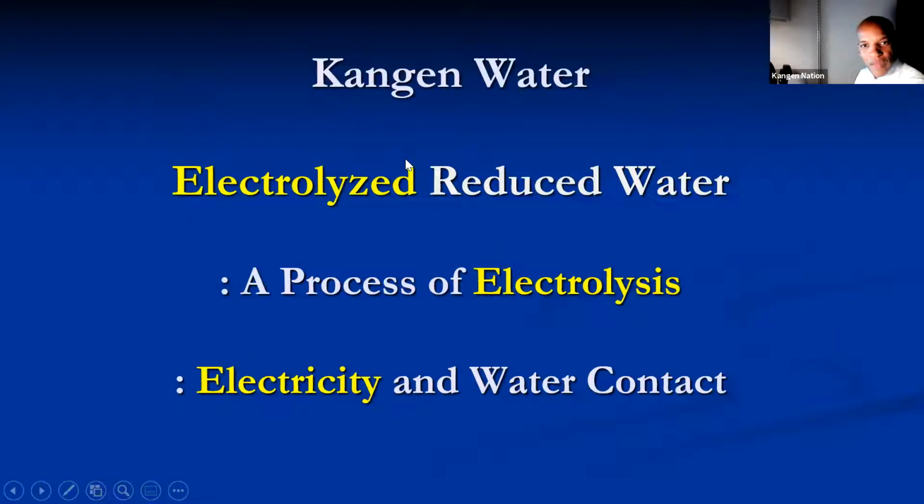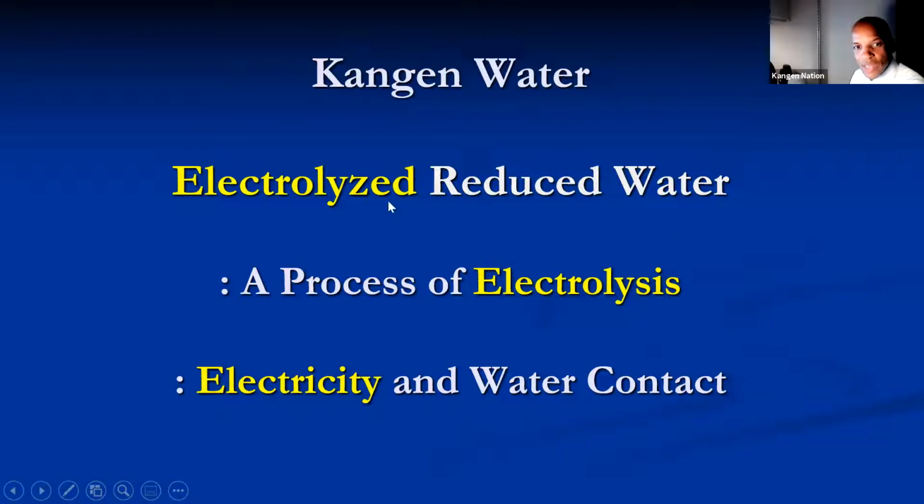Kangen water is actually produced in an electrical process known as electrolysis, where electricity comes in direct contact with water. When this happens, the water produces ions, molecular structures that have an antioxidant effect on the body. So what is Kangen water? Kangen water is in science known as electrolyzed reduced water, a water that's produced in a process known as electrolysis. Electrolysis is a process where electricity comes in direct contact with water.